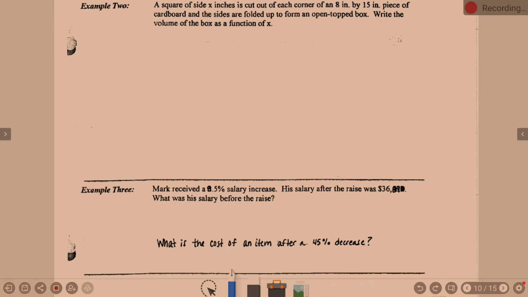Example 2. A square of side x inches is cut out of each corner of an 8-inch by 15-inch piece of cardboard, and the sides are folded up to form an open top box. Write the volume of the box as a function of x. Okay. A square of side x inches is cut out of each corner of an 8-inch by 15-inch piece of cardboard.